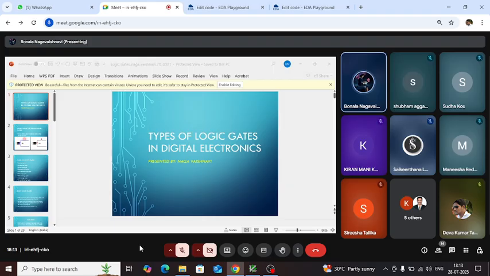Next we are going to the derived gates. Derived gates means deriving one logic from another logic. For example, NOT gate from buffer, NAND gate from AND gate, NOR from OR gate, like that. We know this very well. Recently we saw the AND gate and NOT gate deriving the NAND gate. One logic deriving another logic, that is a derived gate.